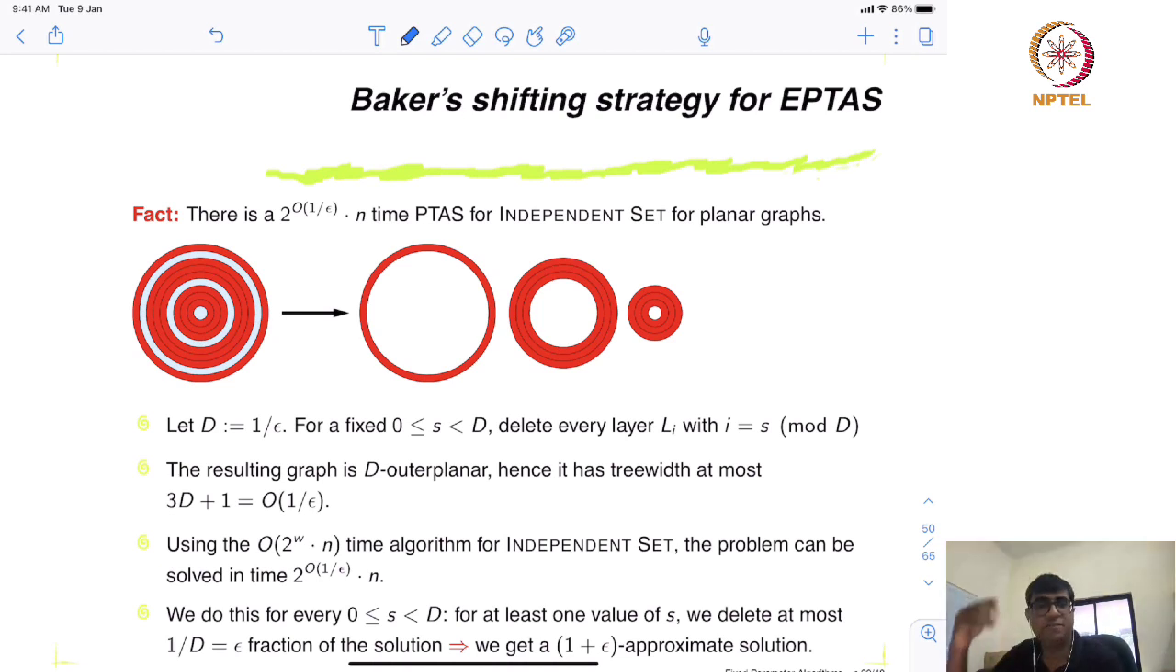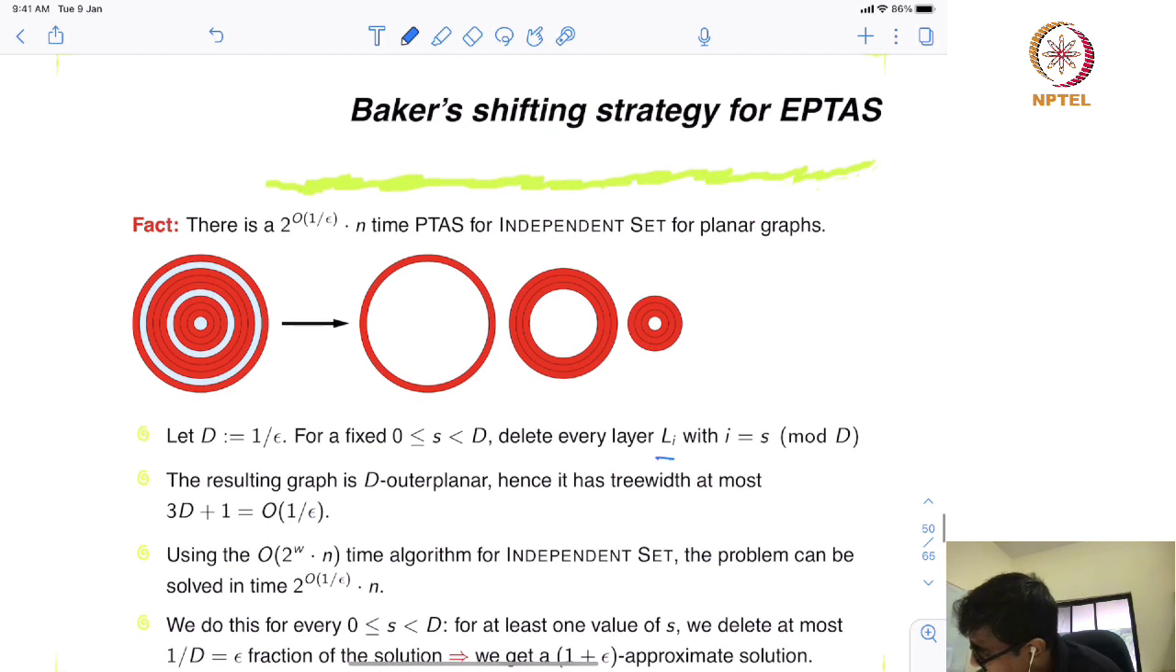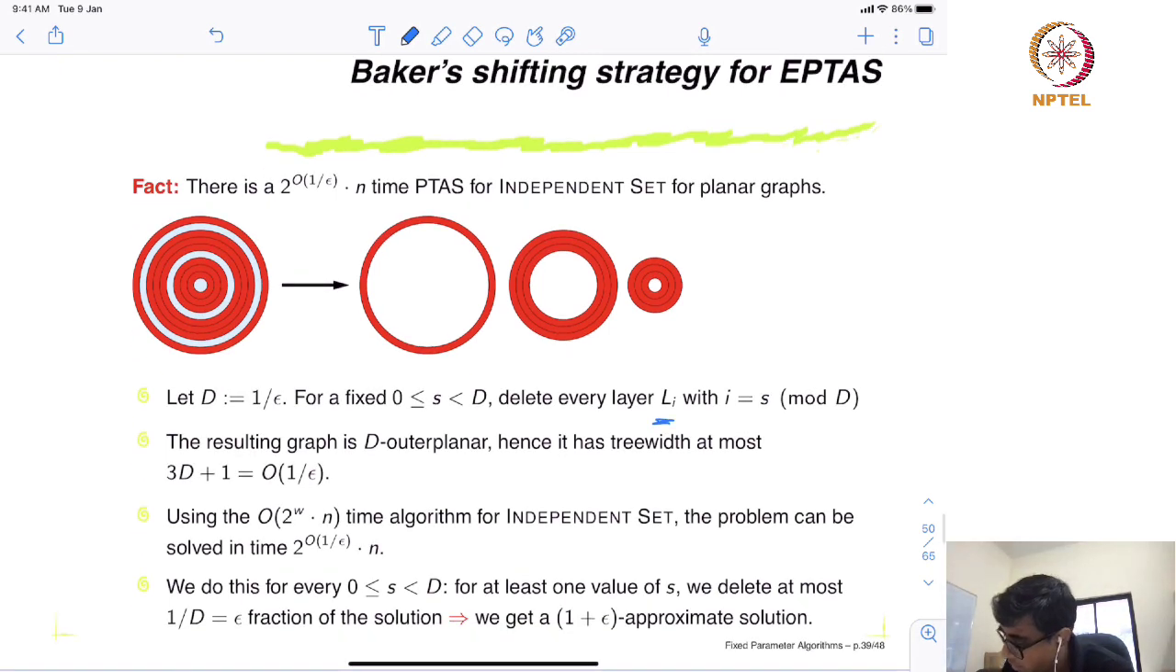Now, as we did for subgraph isomorphism, you look at your planar graph and draw the outerplanarity layers. As always, what is L_i? Those layers i whose index leaves remainder s when divided by d, so all those layers that are congruent mod d. Now, if you delete any such layer, what is the property of this graph? It is d-outerplanar, and hence its tree width is at most 3d plus 1.